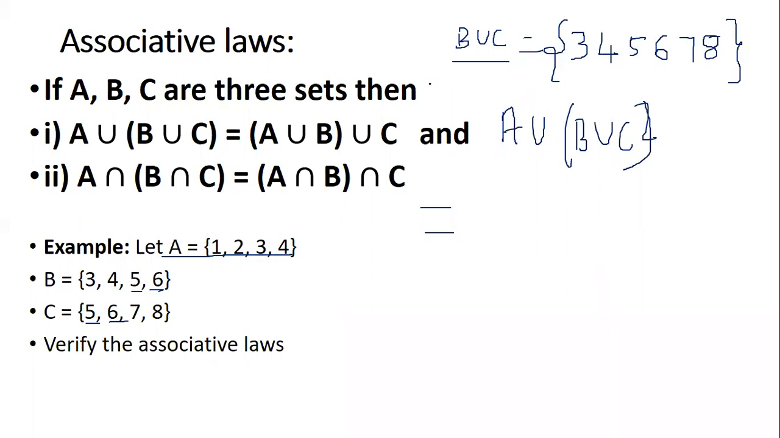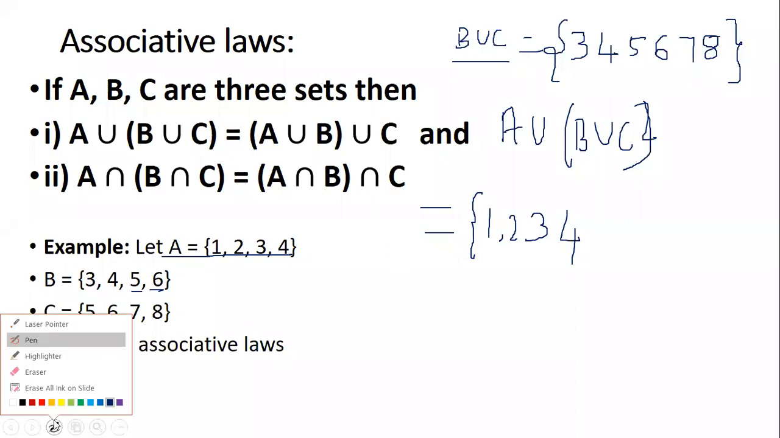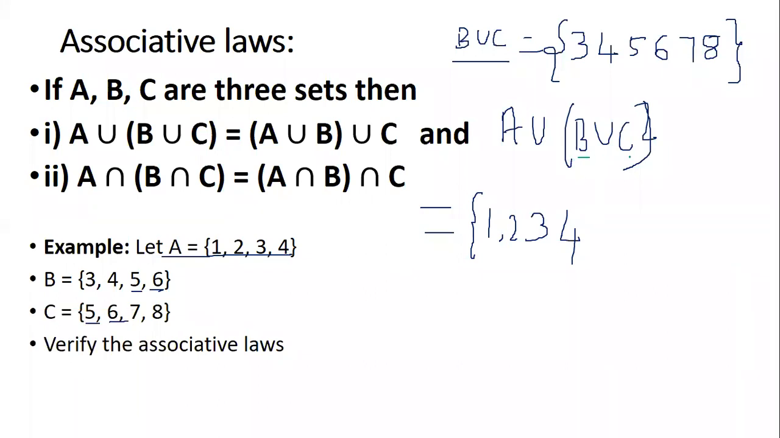Very good. Now, when I consider set A, I have elements like 1, 2, 3 and 4. Correct? Now, for the second set, I'm supposed to consider B union C. B union C is already available here for me. So, in this set, 3 is already written. 3 is common. 4 is already written. Very good. So, I will consider 5, 6, 7, 8.